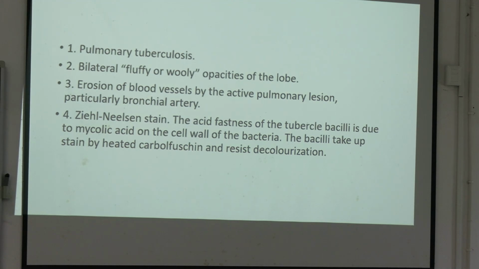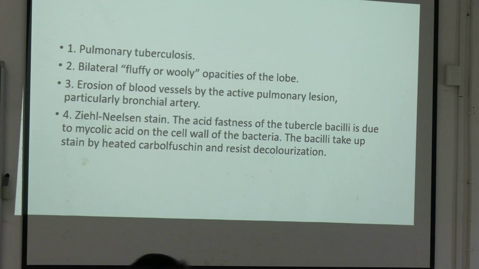Which blood vessel can it be? Bronchial artery or pulmonary artery. And last is Ziehl-Neelsen stain. Which stain is used to demonstrate the organism? Mycobacterium tuberculosis, Ziehl-Neelsen stain. What else can be asked? This is a microbiology question.